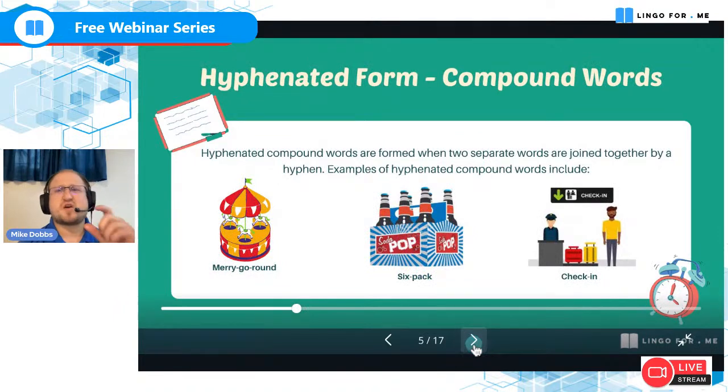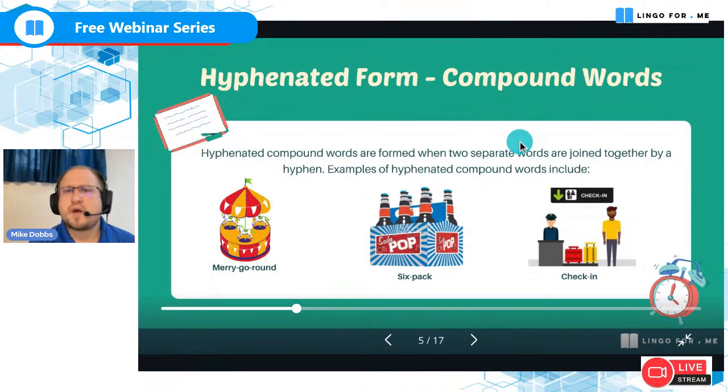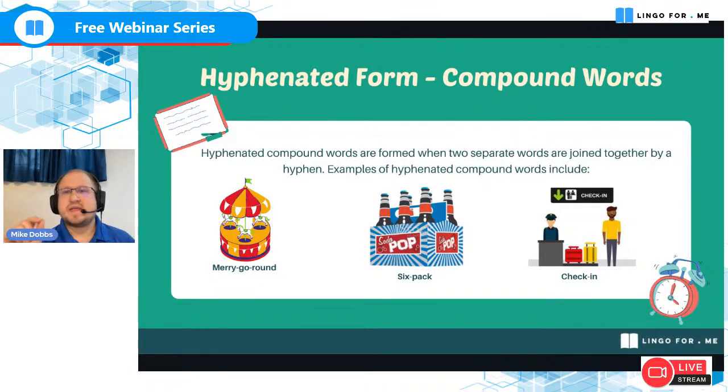The second type we'll talk about is hyphenated form compound words. And those are words where they have a hyphen in the middle, which is the little dash you can see there. So if you see the word merry-go-round, often you might see that at a circus or a carnival. And a merry-go-round, they have the fake horses that you can sit on, and it goes around in a circle.